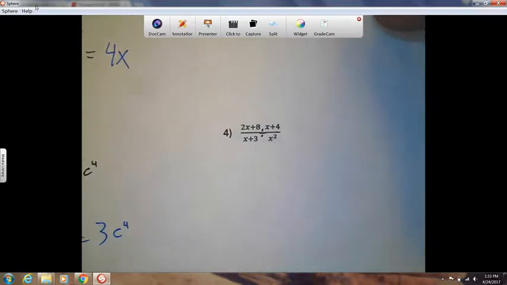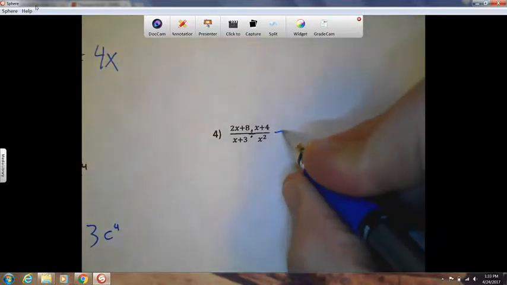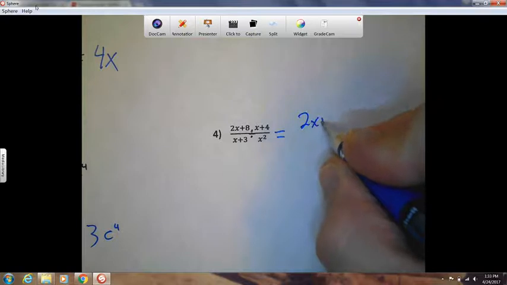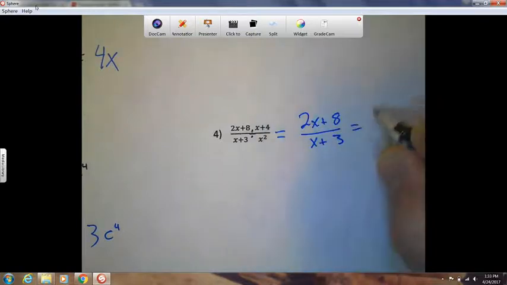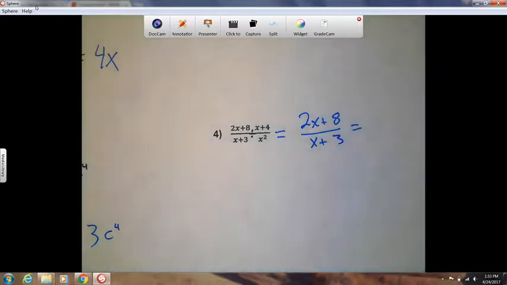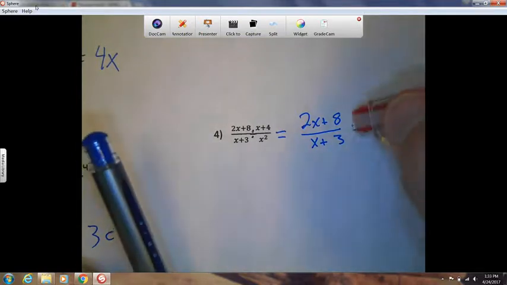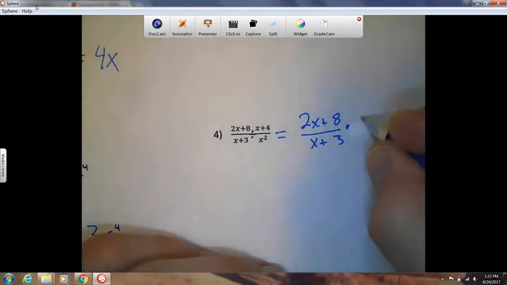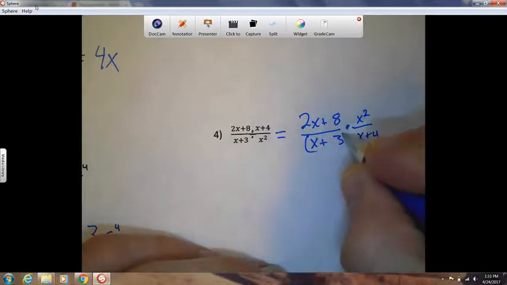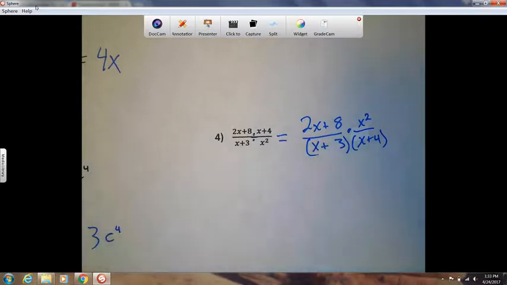Alright, so let's try the next one. Remember, I need to reverse that. So 2x plus 8, x plus 3. Remember, you have to keep your binomials the same. So what you want to do is see if there's any way you can do anything to help cancel anything out. So right now it looks like I can't.